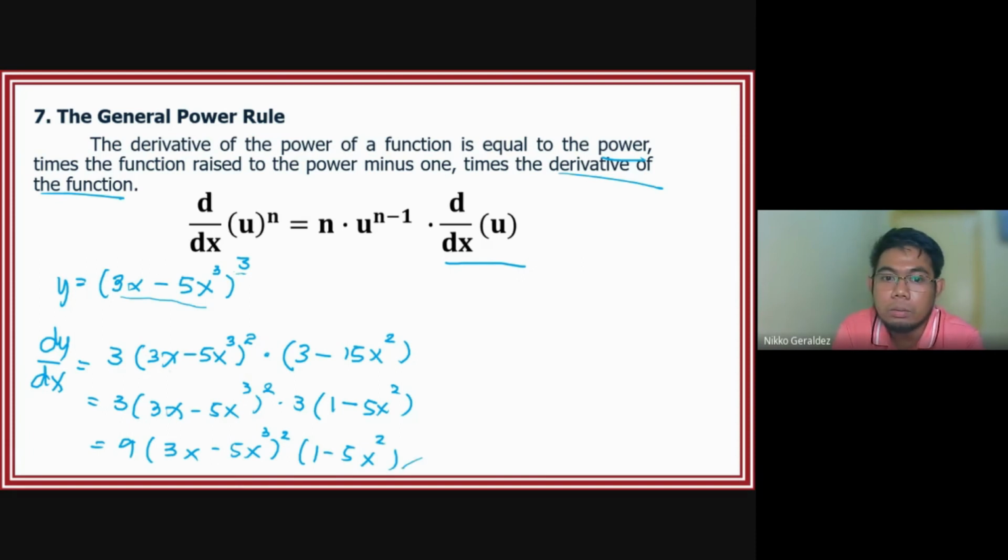So, yun. Pwede na rin ito, 3 minus 15x squared. Kung gusto mo maiba sagot mo, simplify mo pa. Kaya lang ingat sa pagsisimplify, kasi yung iba nagkakamali sa pagsisimplify. So, yun po. That is the general power rule. Ginagamit natin siya for composite function.